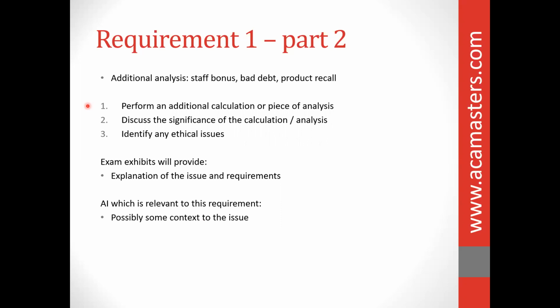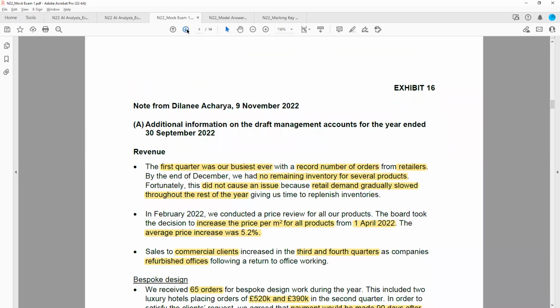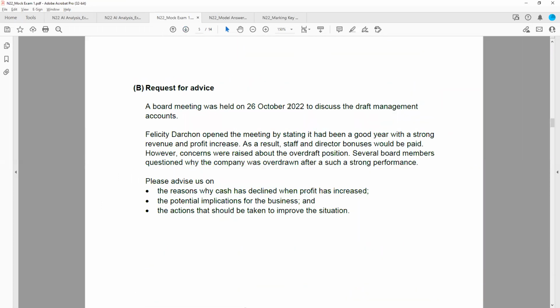Usually you have to perform an additional calculation or piece of analysis. There's usually some narrative with it, like discussing the significance and possibly some ethics in there as well. But like I said, it's quite often flagged in the AI, and then we'll get some more information in the actual exam paper. So this one was a little bit different in that we've got the request for advice.